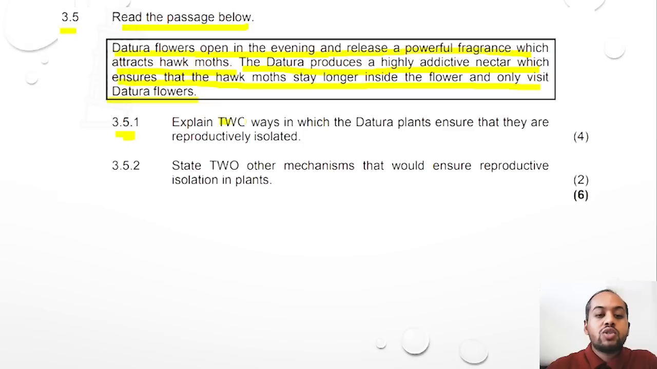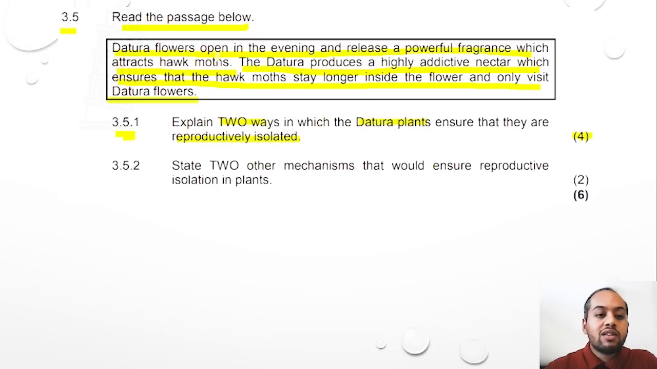3.5.1, explain 2 ways in which the Datura plants ensure that they are reproductively isolated. What do they do to ensure that they are reproductively isolated? You would have remembered in this topic, you would have spoken about reproductive isolating mechanisms. And these reproductive isolating mechanisms are going to allow certain plants and animals to be reproductively isolated. What are 2 things that the Datura plants do that keeps them reproductively isolated?